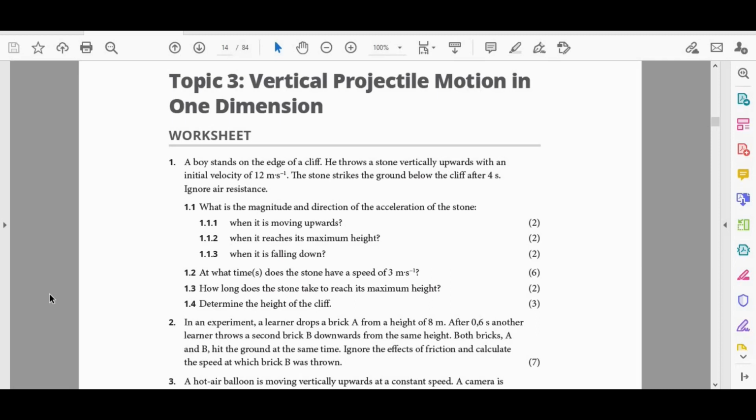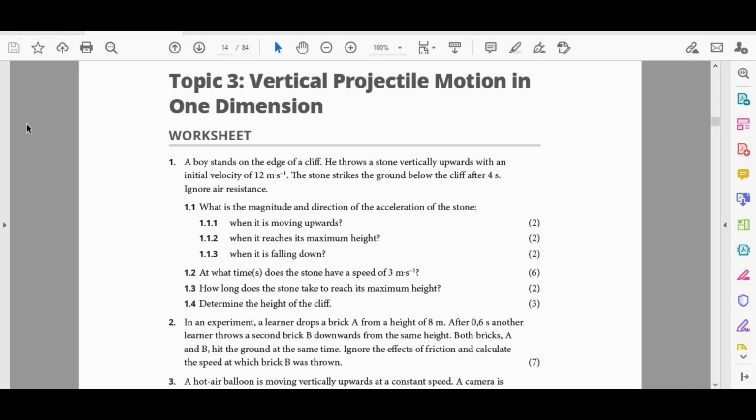That's just a hint. Okay, 1.2, at what time does the stone have a speed of 3 meters per second? So that, of course, is an equation of motion. And 1.3, also, how long does it take the stone to reach its maximum height? Well, of course, that's also an equation of motion. And 1.4, determine the height of the cliff. So not the maximum height that the stone reaches, but the height of the cliff that the boy is standing on. Alright, so let's give this a crack and we'll mark it in a few minutes.